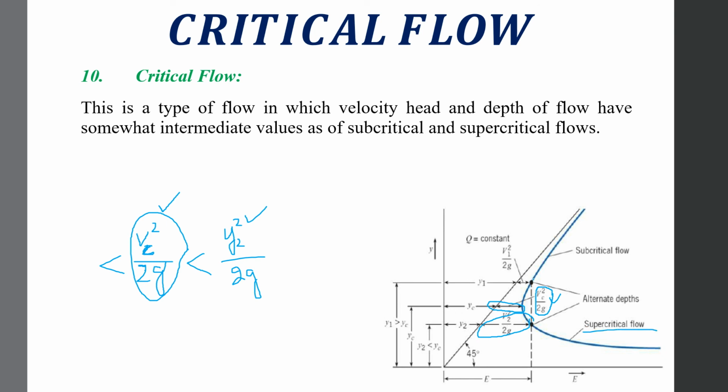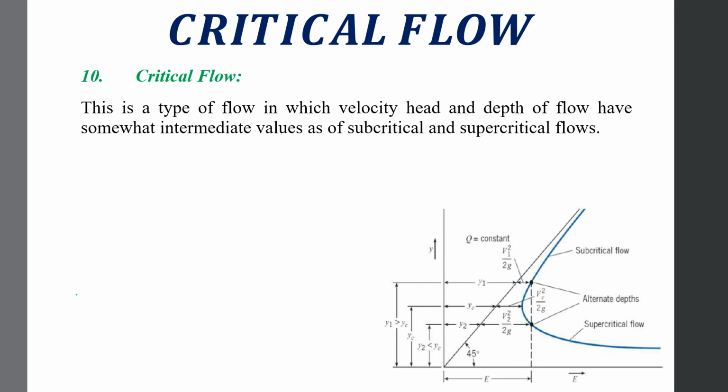Now you can see this value as v1 square over 2g. This is the velocity head for subcritical flow. So this has a greater value as compared to the critical value. So again, the velocity head value is in between subcritical and supercritical velocity heads. So we can simply say that critical flow is that flow which has depth of flow between subcritical and supercritical, and velocity head between subcritical and supercritical flows.